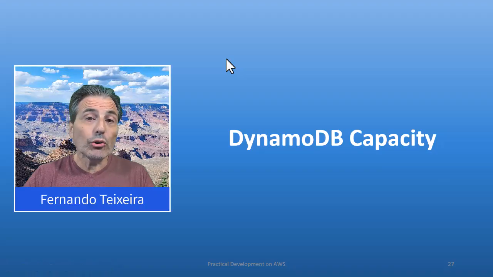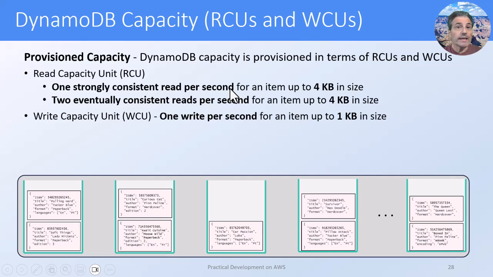Let's talk about DynamoDB capacity. DynamoDB is serverless. So the cool thing is you're not going to have to say, I need this kind of a server with this much memory, this much CPU. You basically tell DynamoDB what is the throughput you want, and DynamoDB is going to make it happen for you. And the way you specify that throughput is using RCUs and WCUs, or read capacity unit and write capacity unit.